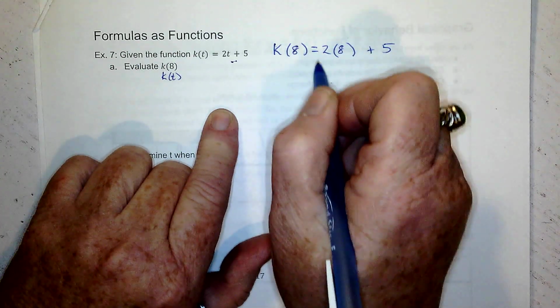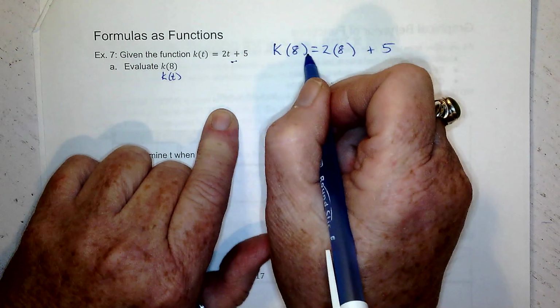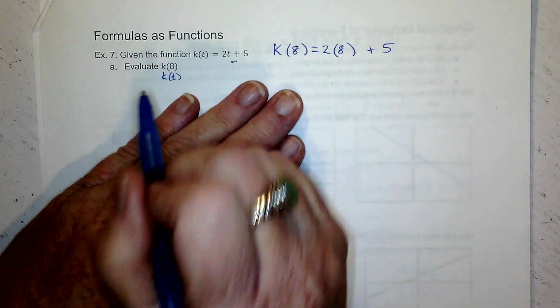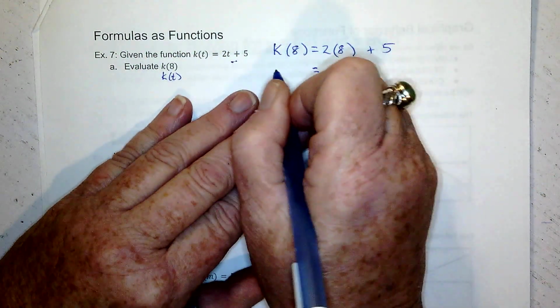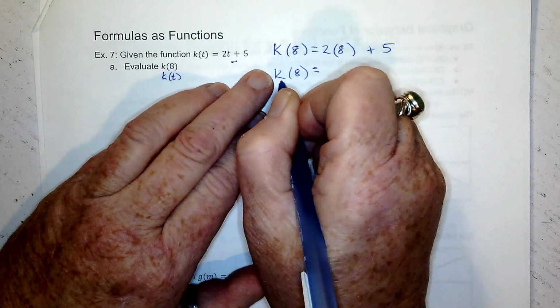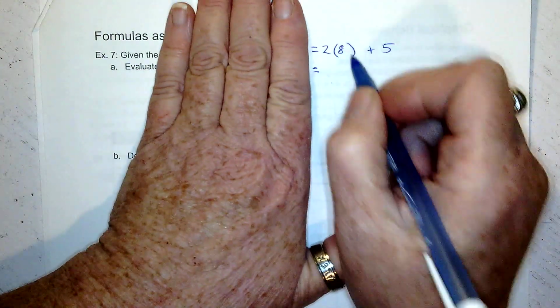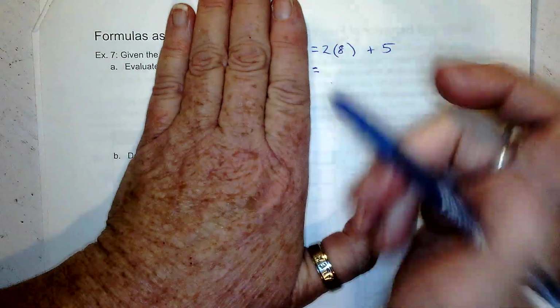Okay? Now, you do not solve for anything. There's no solving for evaluations. You just hit the equal sign. This stays as k of 8. You're not solving for k. You're just simplifying the right side, and that is it.